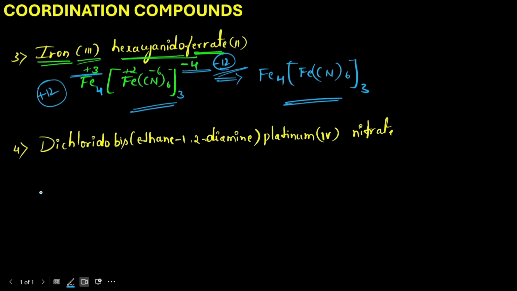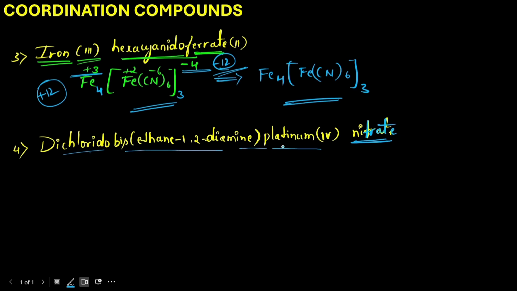Coming to the next example, again here we have to write the simple cation first, then the central metal atom, then the ligands, and then the simple anion. Here it is given nitrate. This is the coordination sphere, dichlorido bis(ethane-1,2-diamine)platinum(IV), and there is a space, and then nitrate is given. So here nitrate is the simple anion, there is no simple cation, and this is the coordination sphere. In this example, you have to write the name of the coordination sphere.